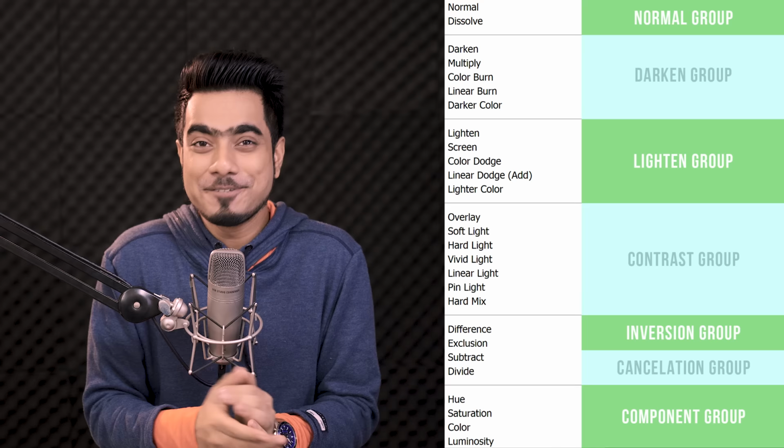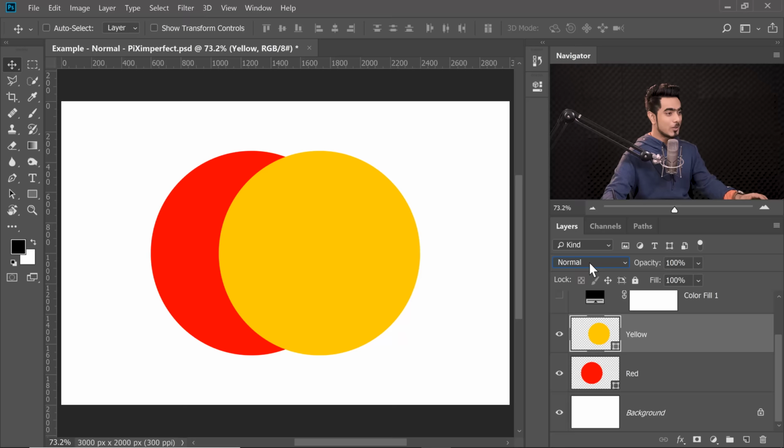Blend modes are divided into groups. Each group of blend mode has a common property. The first group is the normal group, and very surprisingly, the first blend mode is normal. When the normal blend mode is selected, the layers do not interact with each other. It's like a piece of paper on top of each other.